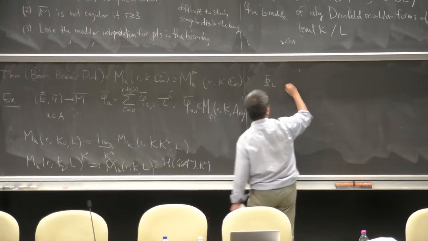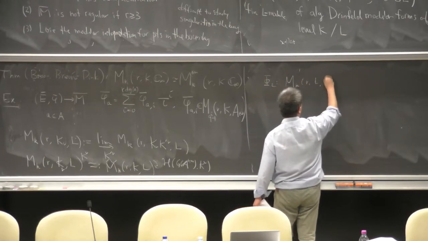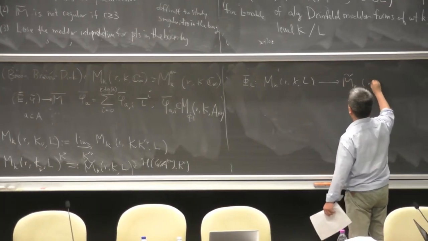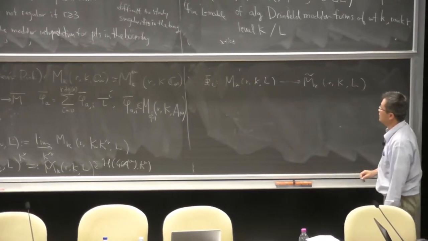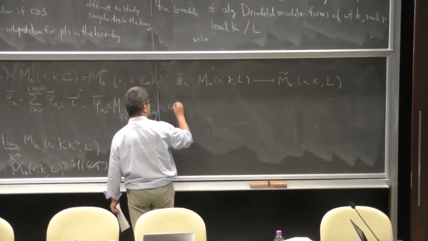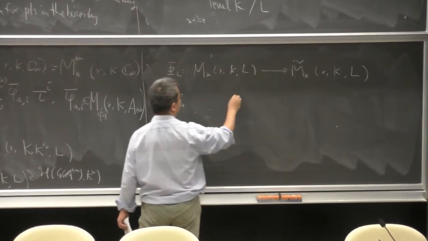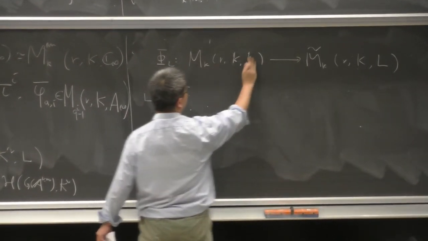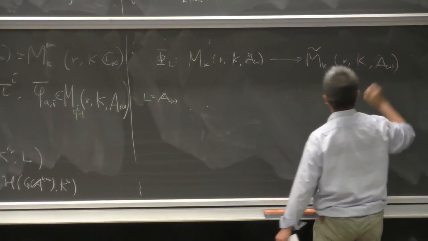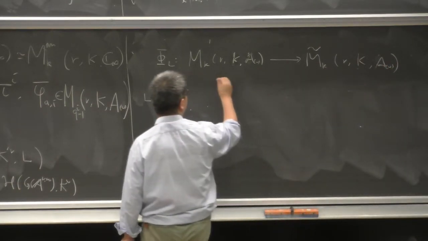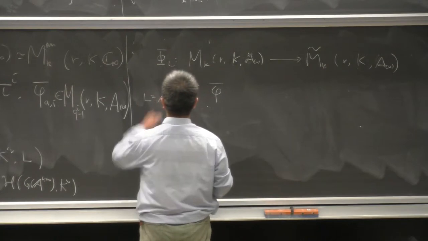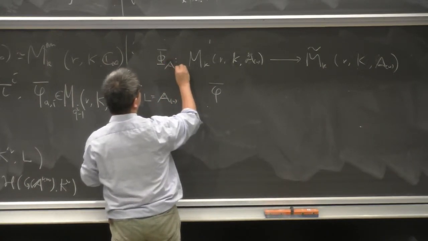So we can have a map. This is M_K of R_L, R_K_L to this M tilde of K R K L. Okay, and so if we just consider the special case when L equals A localized, then we have, sorry, I want to say that in the first case this is an isomorphism.